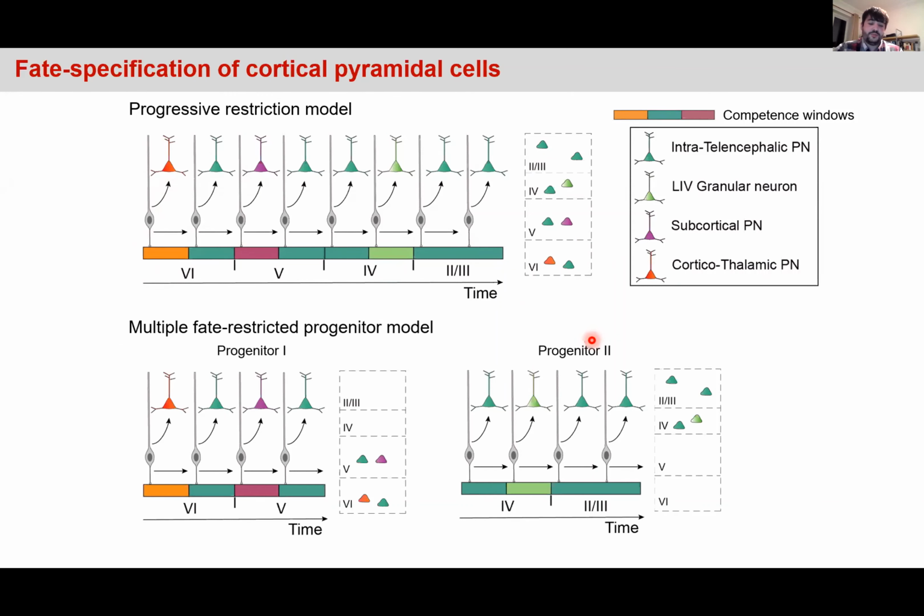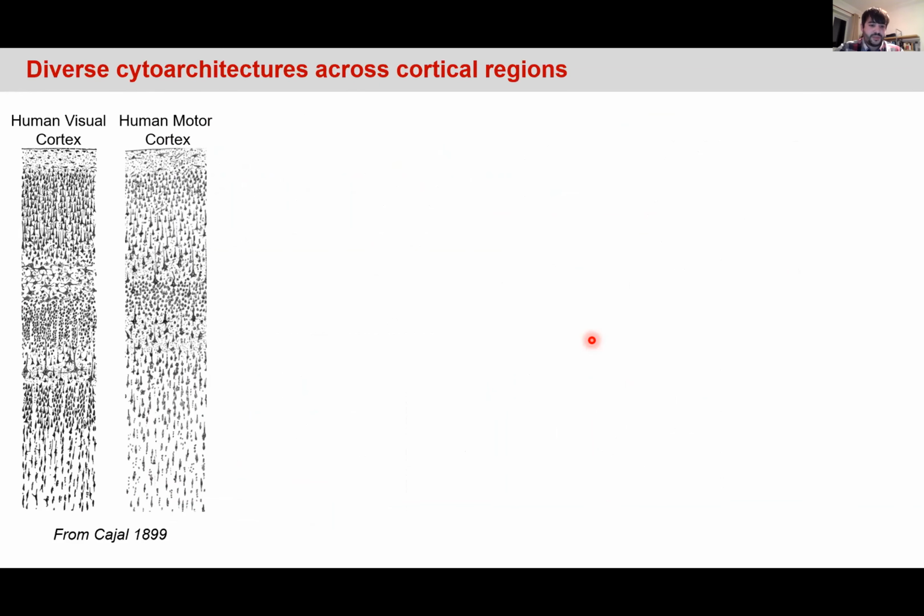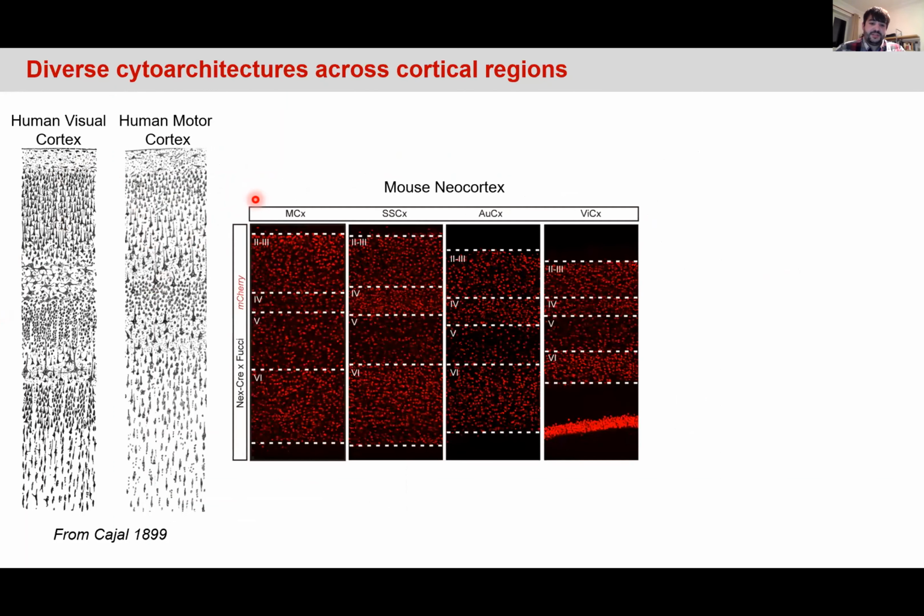Now, when studying the outputs of these individual progenitor cells, something that should be taken into consideration is the fact that the cerebral cortex is not a homogeneous structure. It is indeed made of different regions, different areas, which have different functions and also present remarkably different cellular architectures. This can be noticed in the human cortex from the drawings of Cajal, but it's also very clear in the mouse cortex. So different areas of the neocortex of mammals present different architectures with different fractions of cells of the different layer identities.